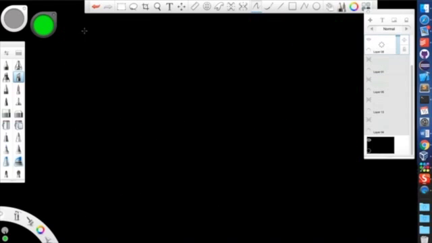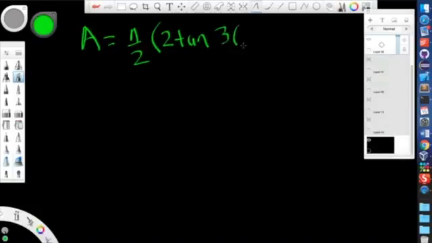So I'm going to rewrite that formula up here. A equals n over 2 times base, 2 tan 360 over 2n, times height. Perfect. Well, let's plug in some numbers and see if we can get as close as possible to pi.